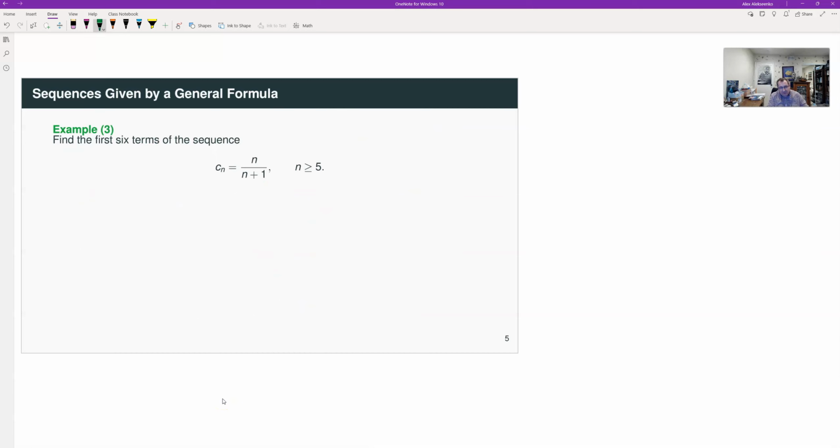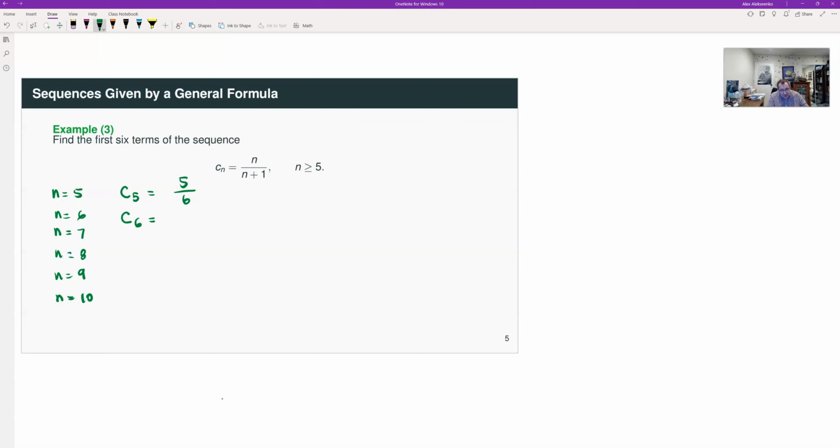We have a different formula for the sequence, and this time the index starts with integer 5. The first value of the index is 5, the second value is 6, the third is 7, then 8, then 9, and then 10. 1, 2, 3, 4, 5, 6, right? And the first element of the sequence is apparently C5, and it is equal to 5 divided by 6. I'm not going to take my calculator and evaluate the result in decimal, so it's not necessary. I actually prefer to have it in fractional form.